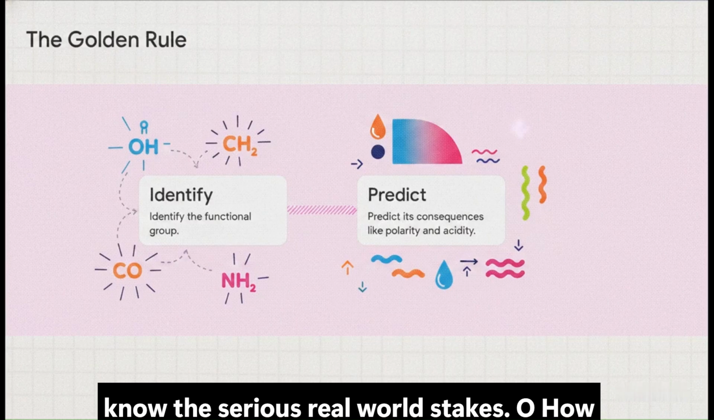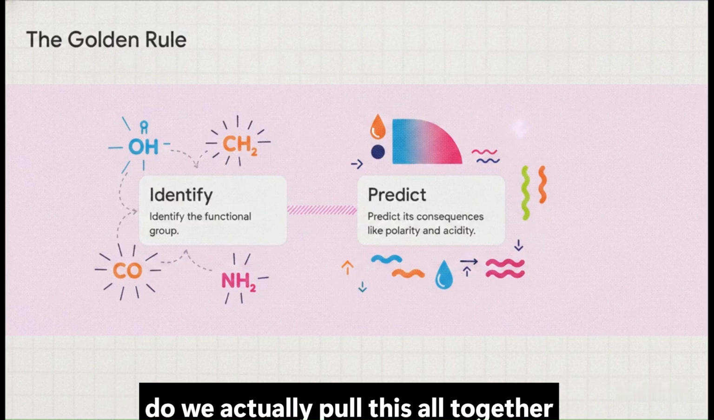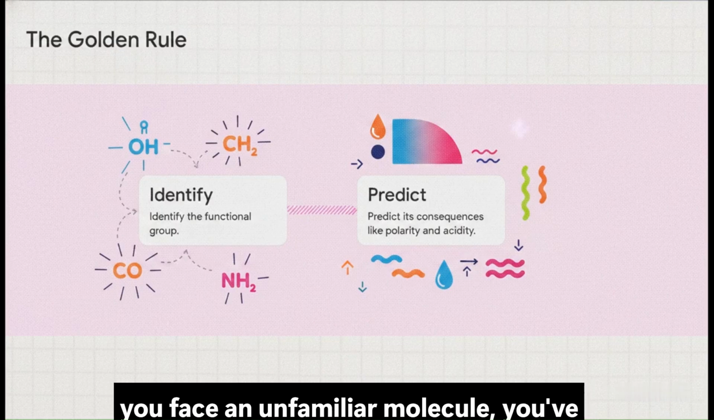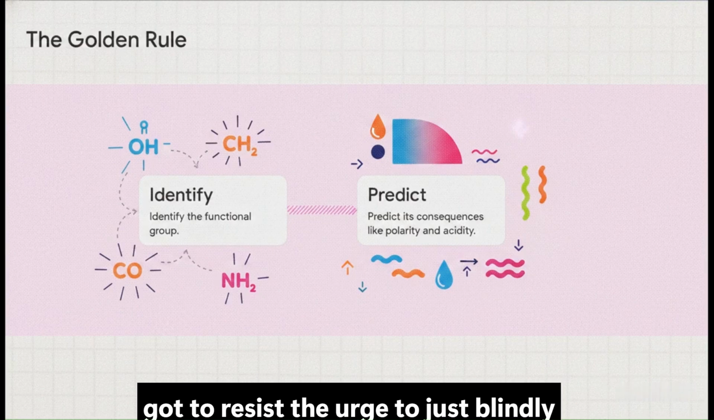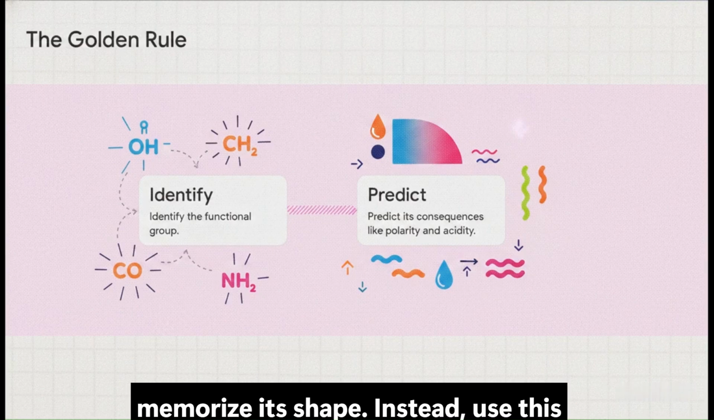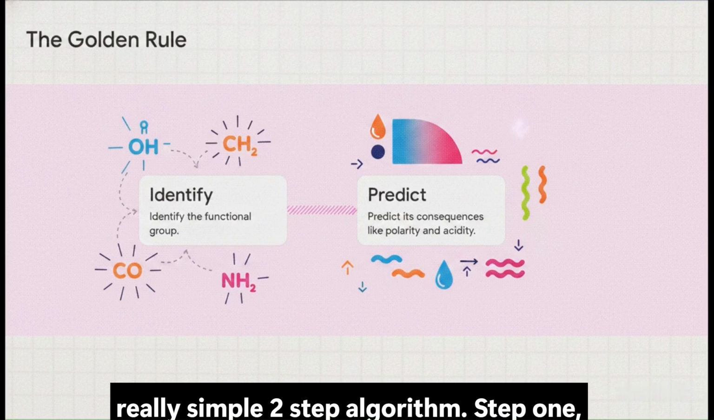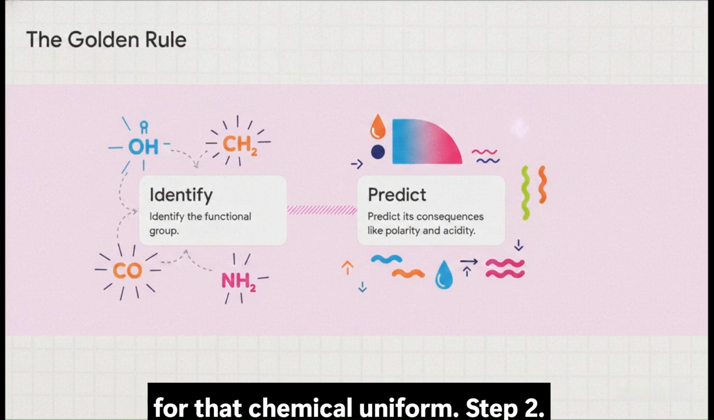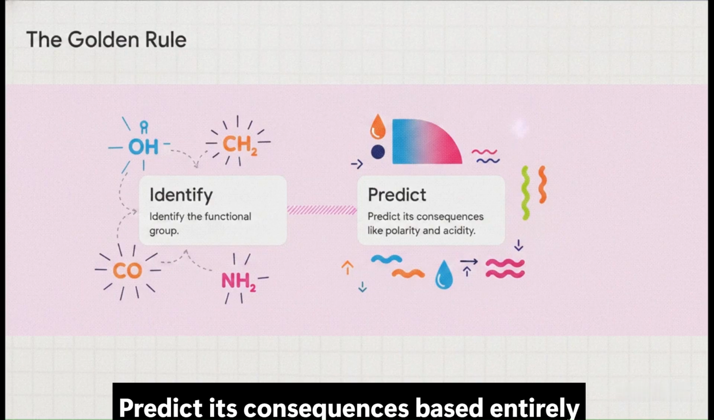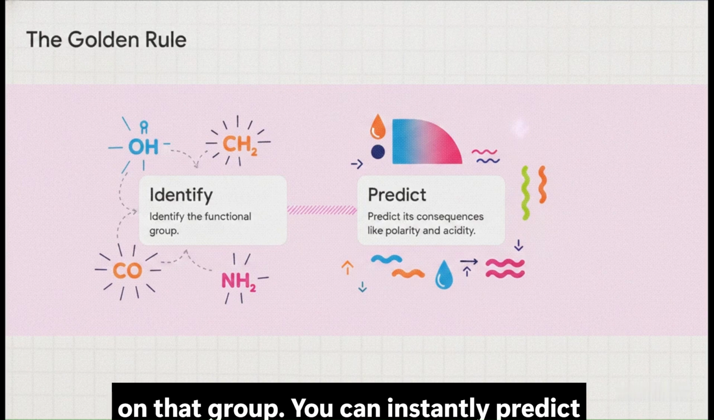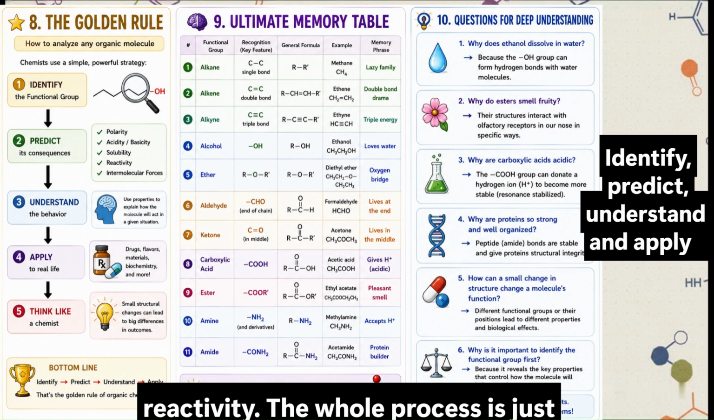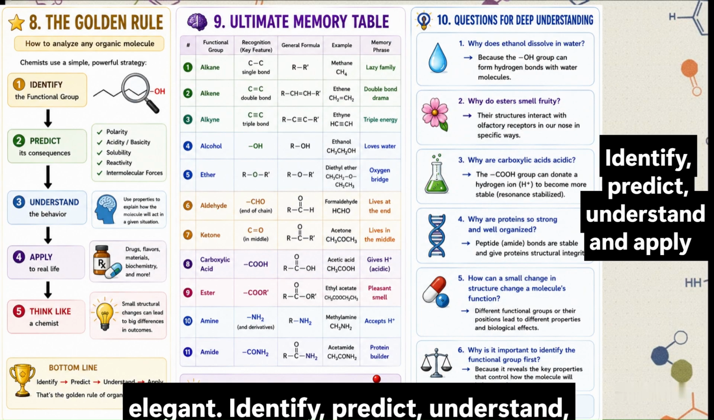So how do we actually pull this all together into a practical strategy? Well, whenever you face an unfamiliar molecule, you've got to resist the urge to just blindly memorize its shape. Instead, use this really simple 2-step algorithm. Step 1. Identify the functional group. Just look for that chemical uniform. Step 2. Predict its consequences. Based entirely on that group, you can instantly predict its polarity, its acidity, solubility, and reactivity. The whole process is just elegant.